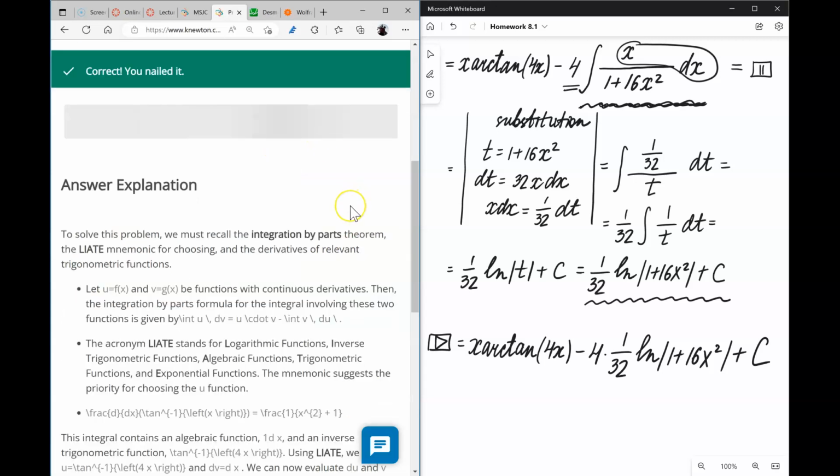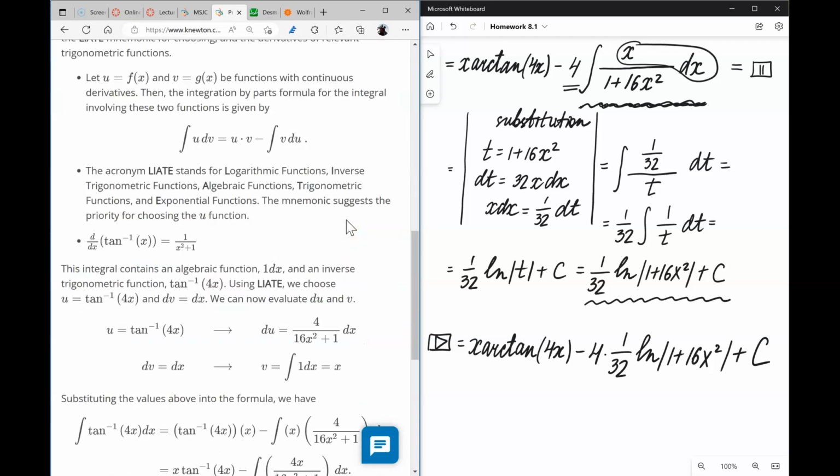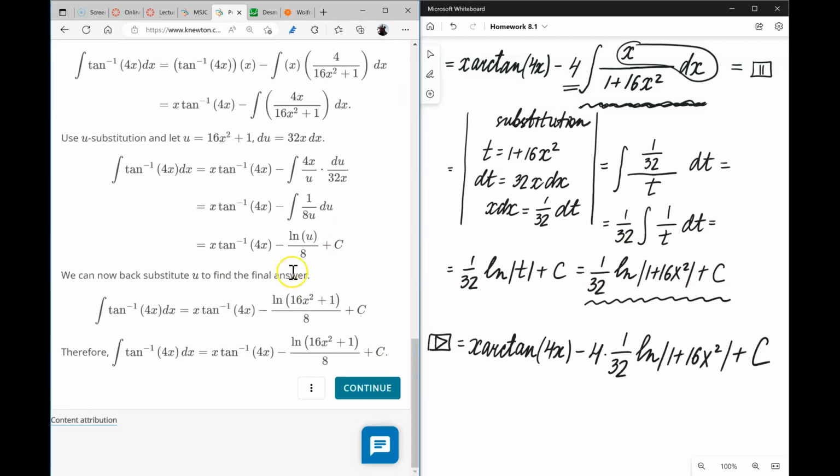And this should be the correct solution. So again, the focus here is on organizing your work. And you can see in this solution, they decided to keep 4 as a part of the integral, which was their decision. We choose not to. The final answer is the same.